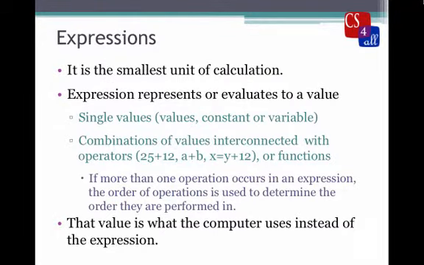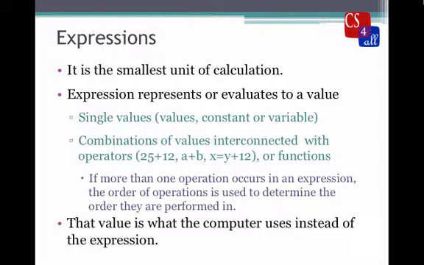The other type of code is an expression. You probably haven't used expressions yet in your programming, but you will soon, so now's a good time to learn about them. An expression is the smallest unit of calculation. An expression either represents or evaluates to a value. So it can either be a single value, like a number, a constant, or a variable, or a combination of values that are interconnected with operators, such as plus signs, minus signs, or division or multiplication.